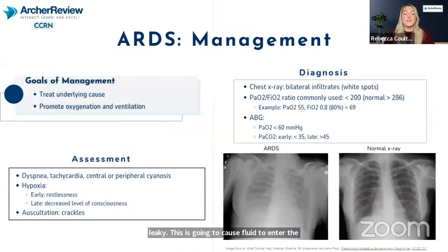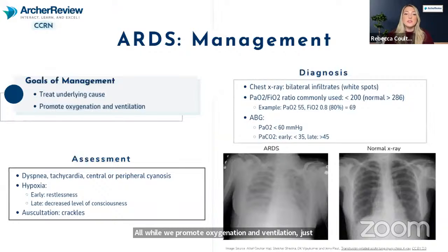So what are we going to do for these patients? We want to treat the underlying cause. Are they in systemic inflammation due to sepsis from some other infection? We need to treat that infection and treat the inflammation, all while we promote oxygenation and ventilation, just like we do for our respiratory failure patients.